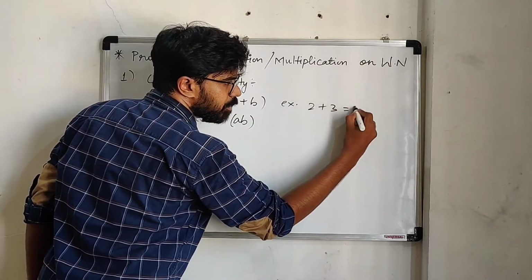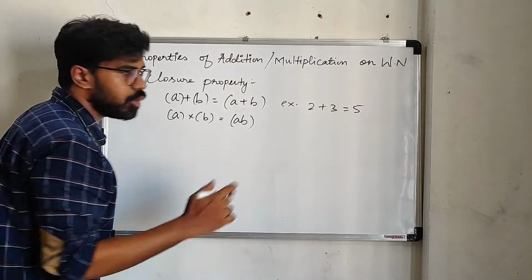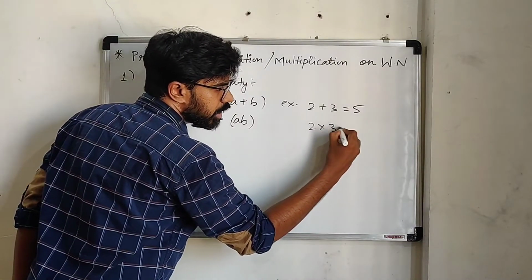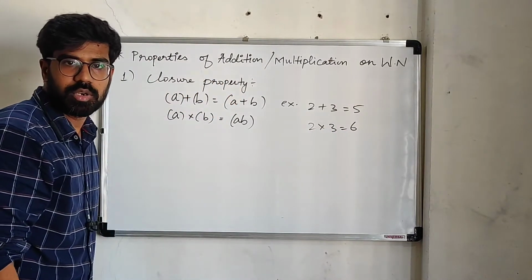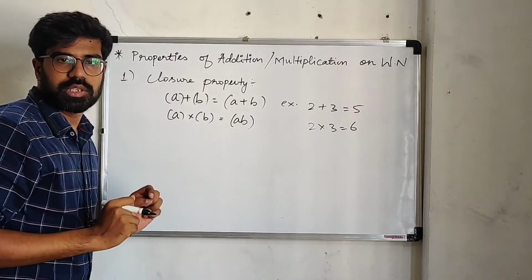Let's look at an example. If I add 2 plus 3, my answer is going to be 5. That is also a whole number. Same example, I will take 2 into 3, my answer is going to be 6, which is also a whole number. So that is called your closure property.